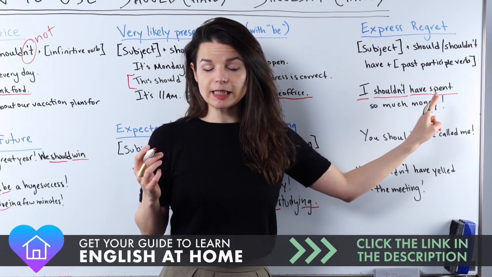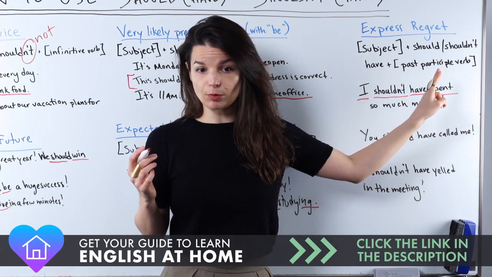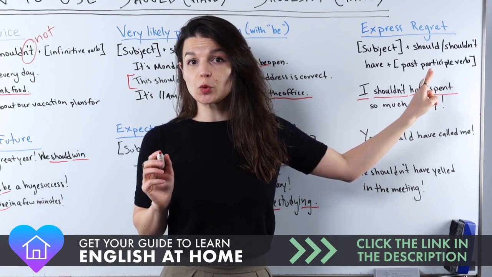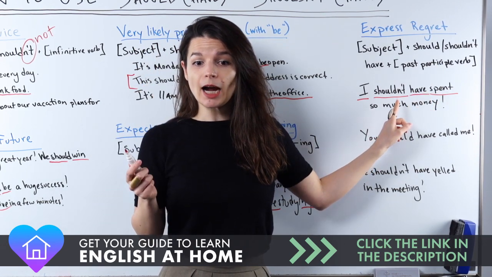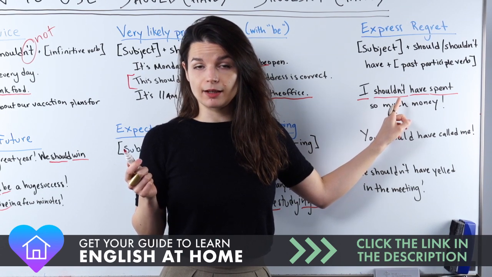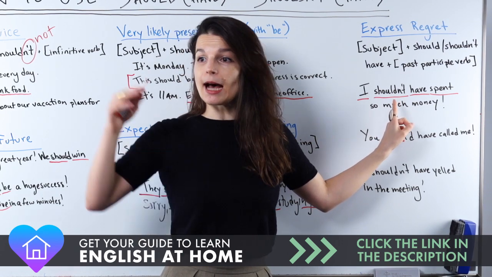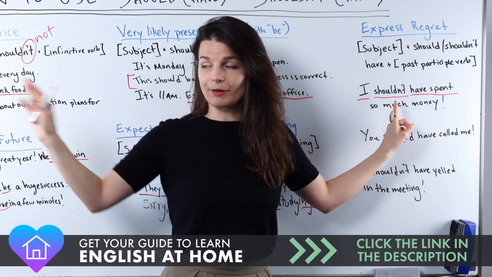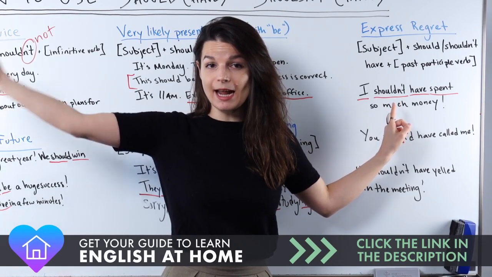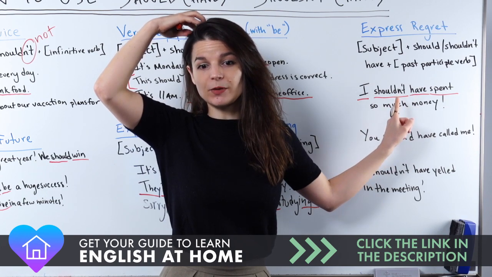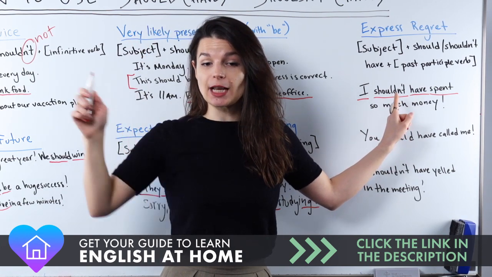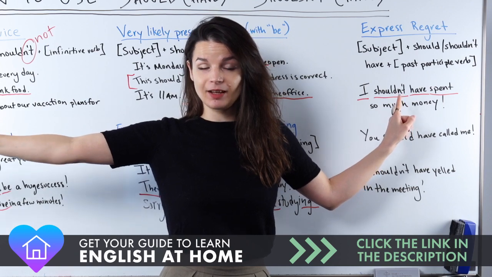I shouldn't have spent. Spent is the past participle form of the verb to spend. So this means I spent too much money. I'm using the negative here. This sentence means I did spend too much money and now I am upset. That's what's going on when you see this negative form. I should not have done that thing.